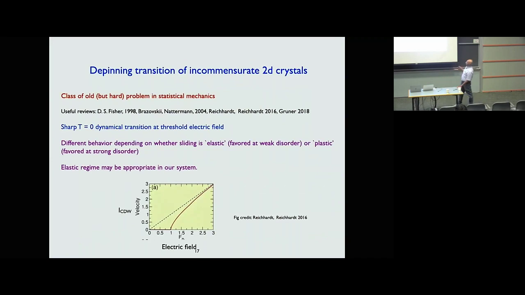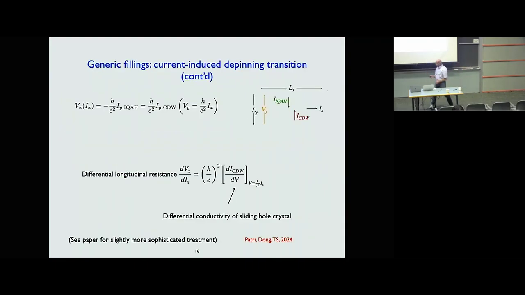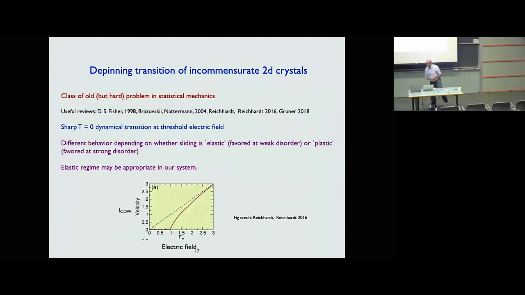So we need to understand what happens to this depinning crystal, this crystal that's pinned by impurities and then depinned by an electric field, because we need to know what the differential conductance of a sliding crystal does. This is an old problem in stat mech, studied for 40, 50 years. Very difficult problem.